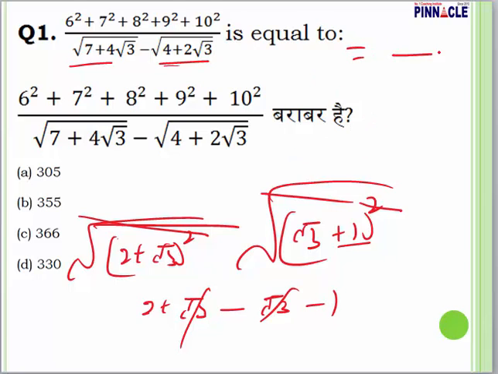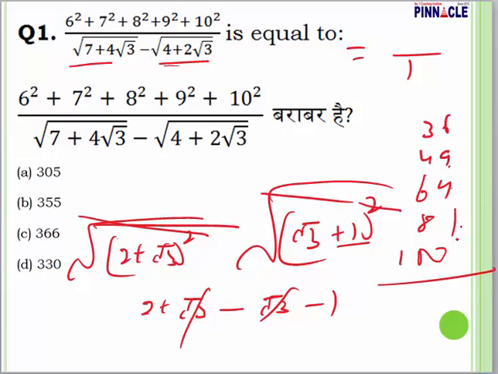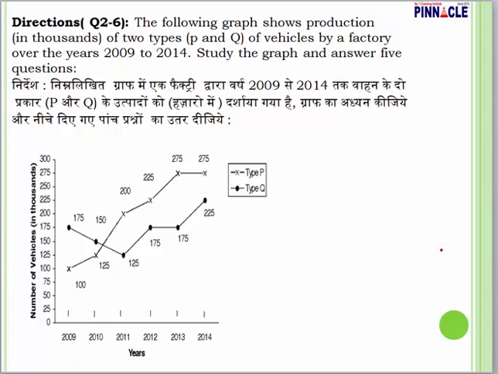You can say the denominator would be 1 and the numerator would be 36, 49, 64, 81 and 100. So 9 plus 6 is 15, plus 4 is 19, plus 1 is 20. 0 would be the unit digit of the answer. So there is only one option in which there is 0, so the answer should be D. Otherwise you can add all these, you will get the answer.